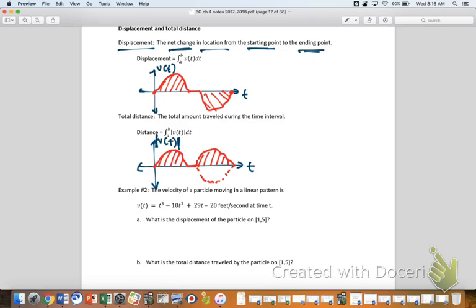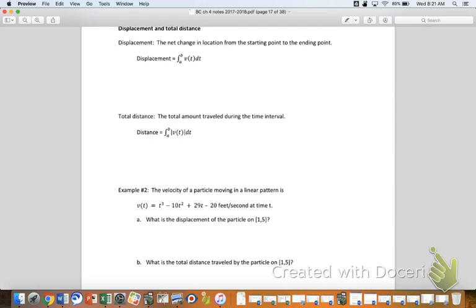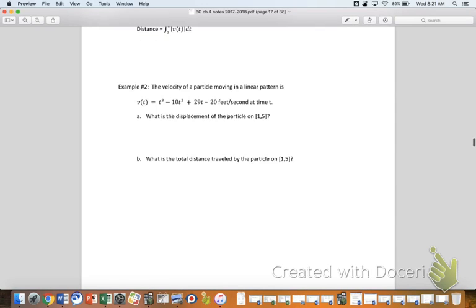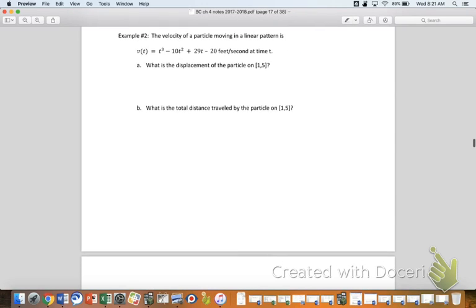So this will be a chance for you guys to practice using your calculator and just trying to solidify these two ideas. Look at example number 2. Given that velocity function, find the displacement on 1 to 5, find the total distance traveled on 1 to 5. Please write it down, use your calculator to calculate, and ready, set, go.